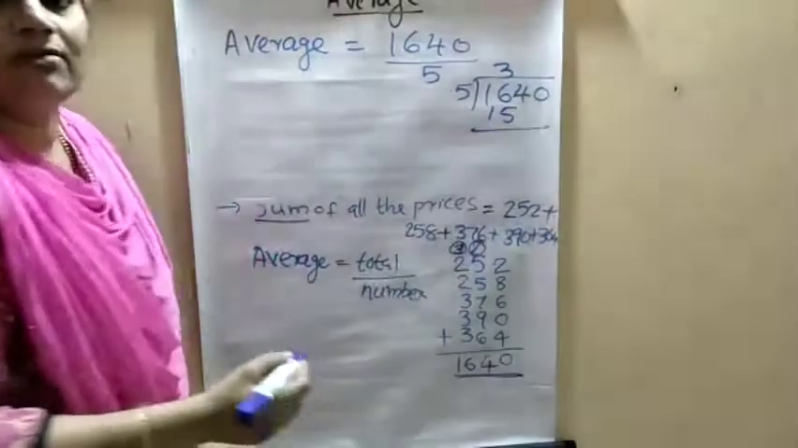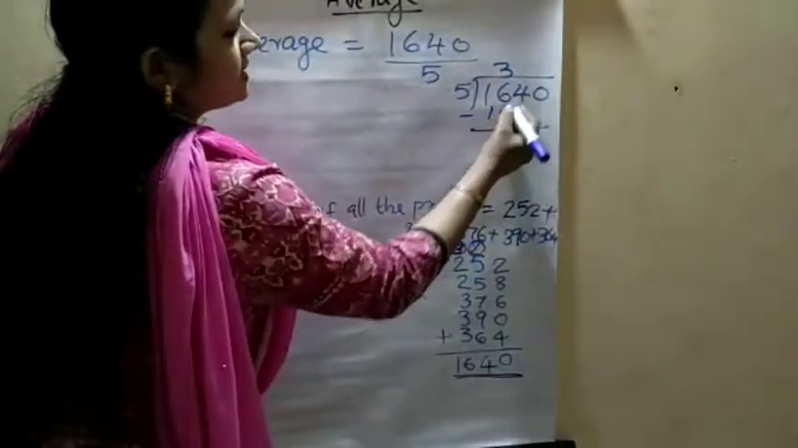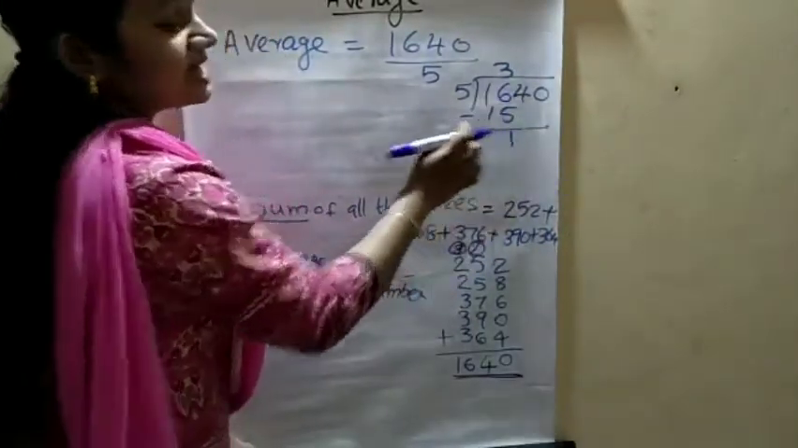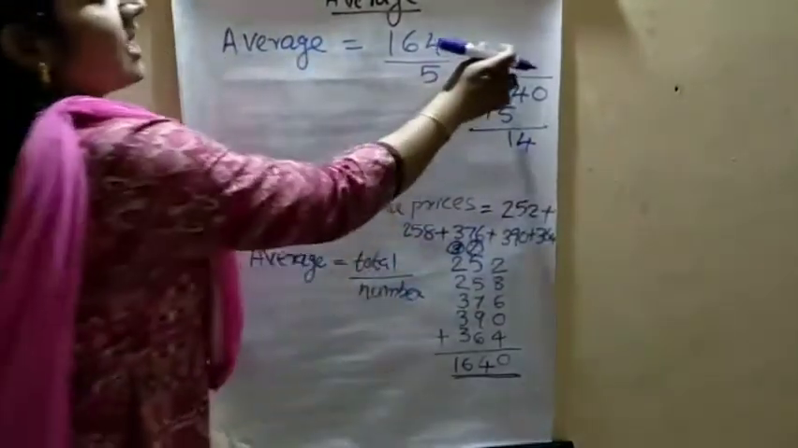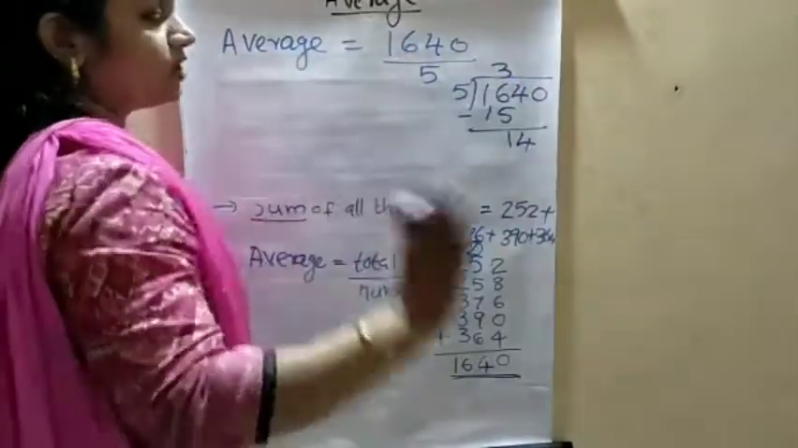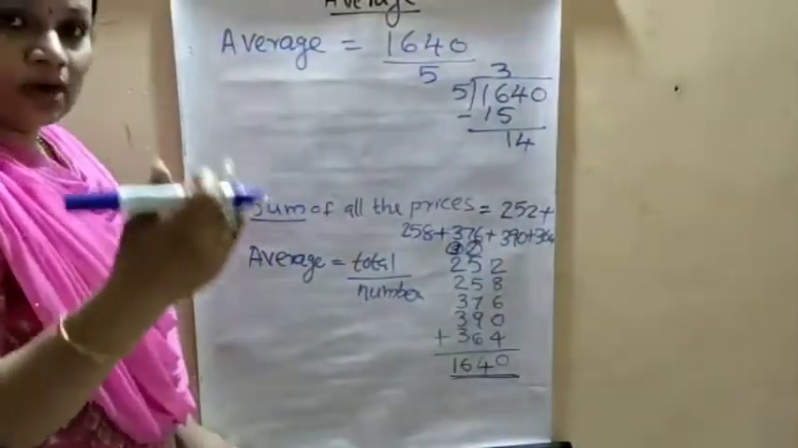Then 6 minus 5, 1. 1 minus 1 is 0. Then 14 is written down. 3 fives are 15, so 15 is not division. What is the next? 5 ones are 5.